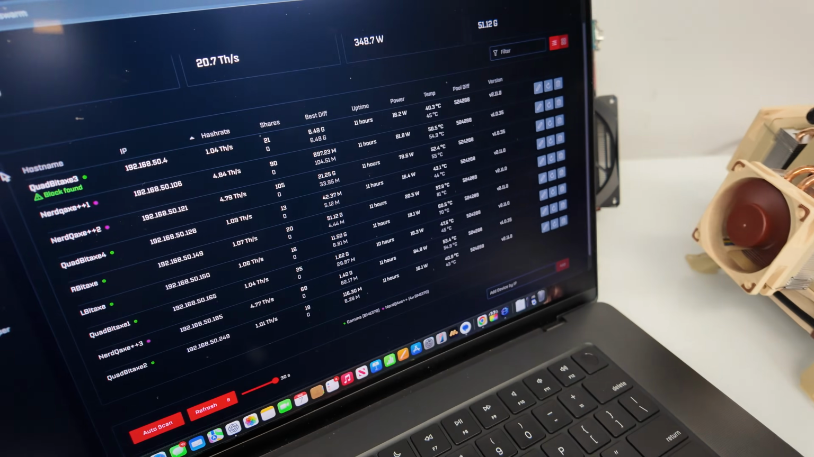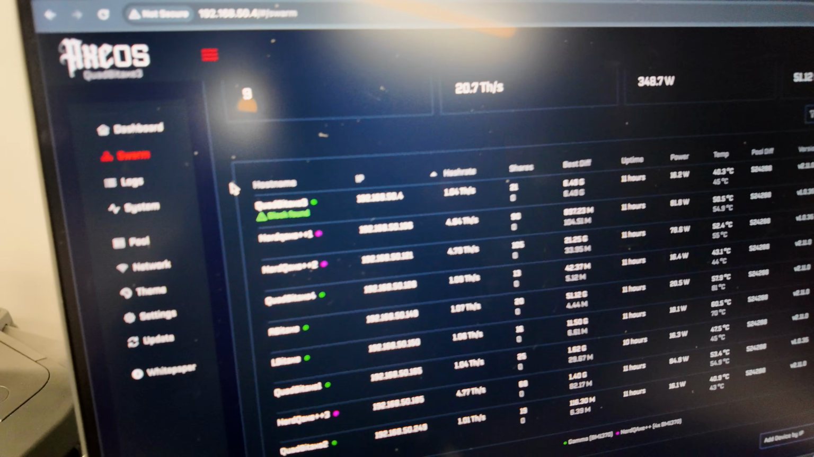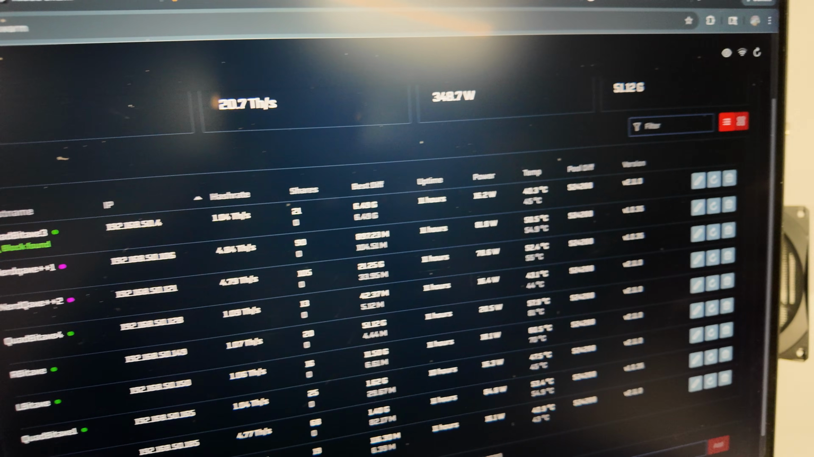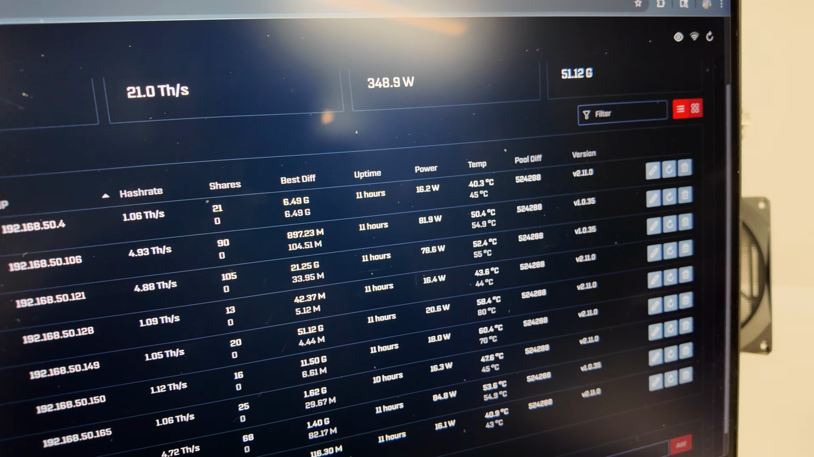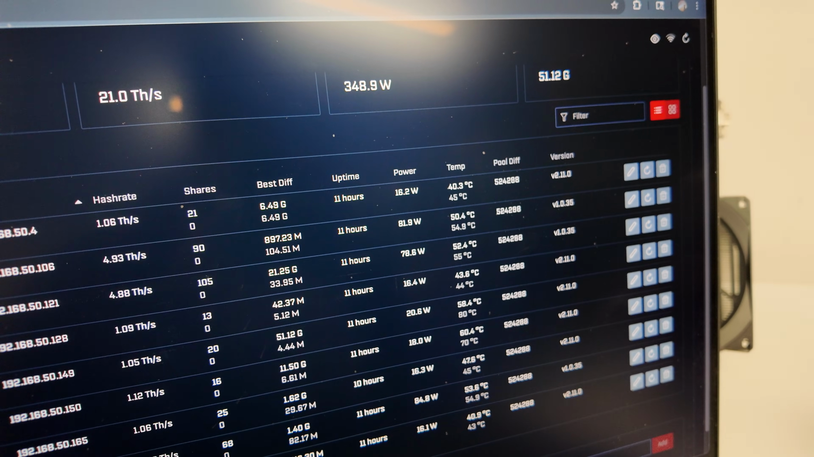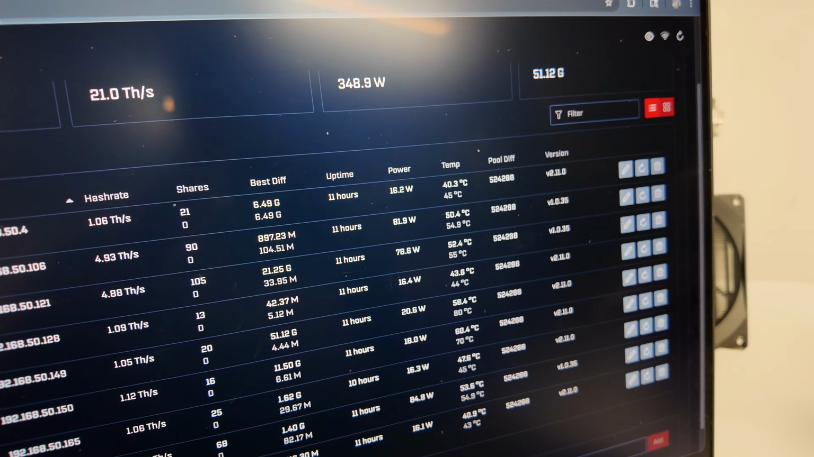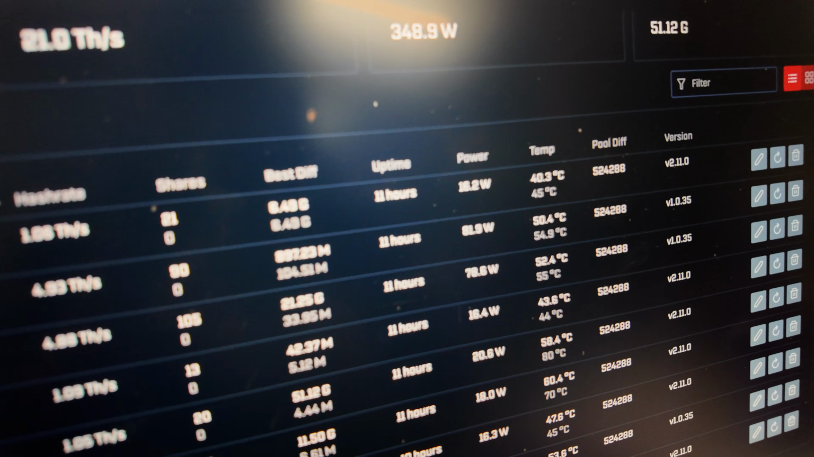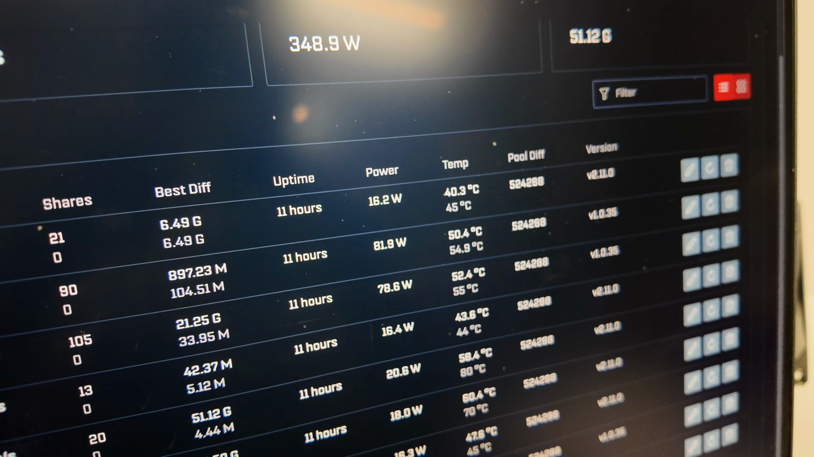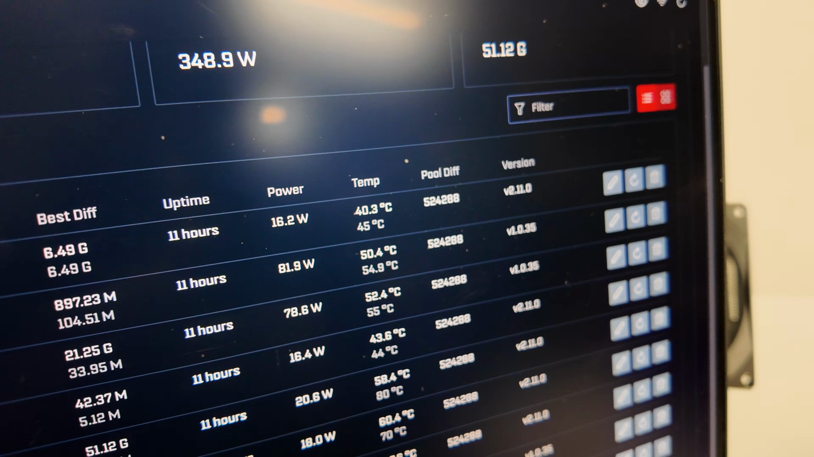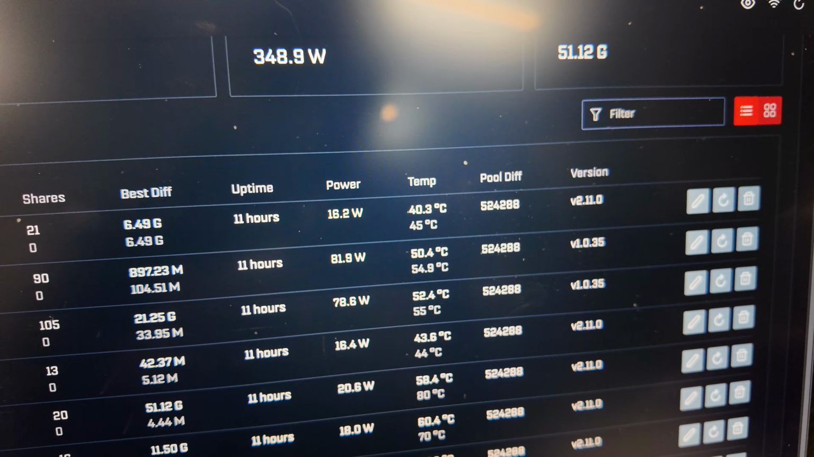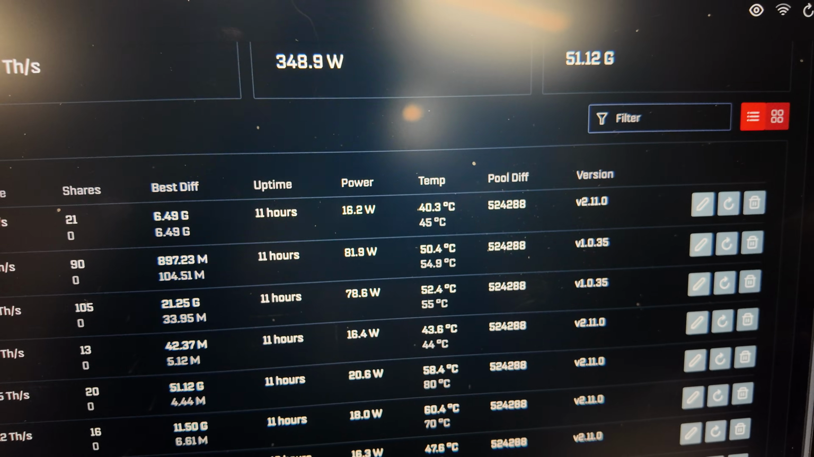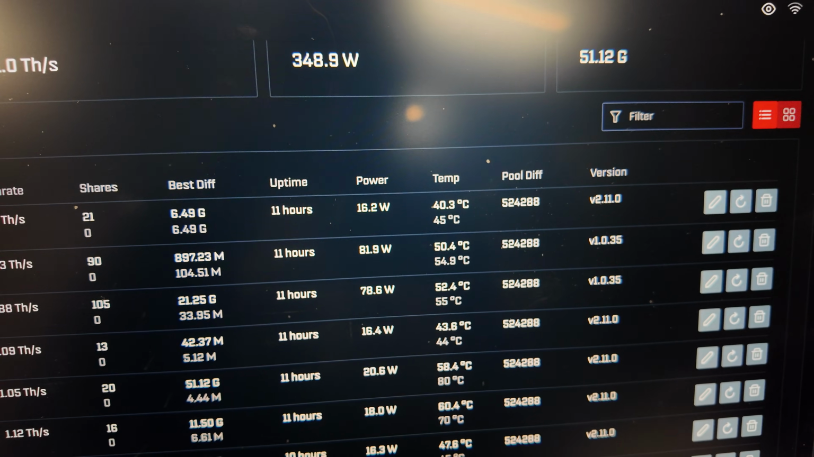I'll show you on the Swarm OS here. Right there, block found. I hit a best difficulty of 6.49 G's, and the difficulty level is 5.16 G's. So I went over by about 1 G. It's only been on for 11 hours. I did turn down the overclocking just because it's late at night. I didn't feel like messing with the rest of the machines. And yeah, all four running on stock settings, and hit a block at 16.2 watts.